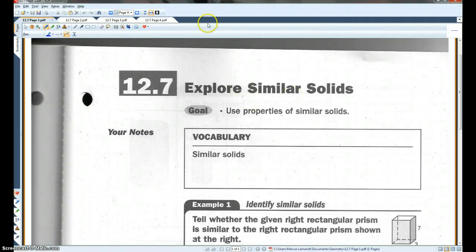Hey guys, if you could please turn to 12.7 in your notes, explore similar solids. Alright, this is the last section of chapter 12 that we're going to be doing.